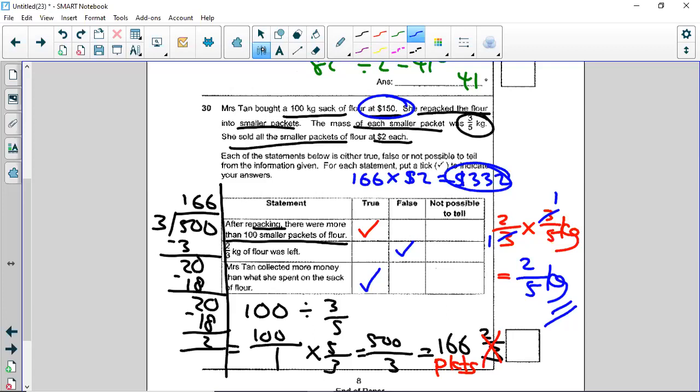Okay, are you clear so far? So this paper is quite a good paper. I think it's not very hard, but also not very easy. There are questions here that are really testing you on your basics and also your methods. So hope you have done well for this paper.